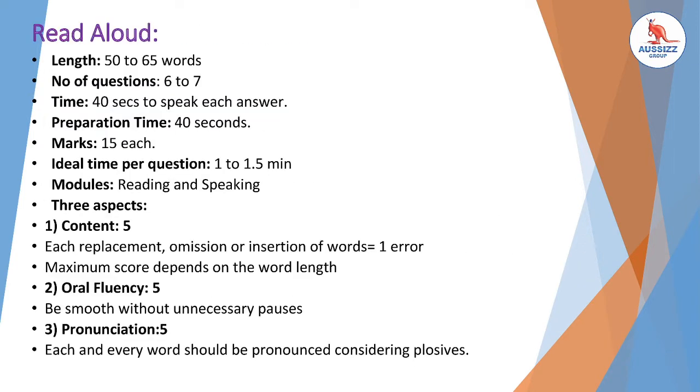The very first task is read aloud, and the length of the passage would be somewhere near 50 to 65 words. You can expect around 6 to 7 questions in read aloud, and the preparation time would be 40 seconds. The answer time as well would be 40 seconds. The marks would be 15, which means content 5, fluency 5 and pronunciation 5. If you want to secure a good score in the speaking module, you will have to work towards fluency and pronunciation more, whereas if you want to secure a good score in the reading module, you need to work a bit more on the content part, and that's why read aloud is an integrated module which is reading and speaking.